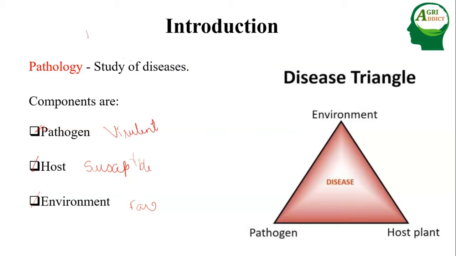And the third important parameter I said is the environment. There must be a favorable environment for the disease to occur in a plant. So what are those parameters? Yes, it may be temperature, moisture, or relative humidity, wind, rainfall, all these factors will favor the disease to occur. So when there is a virulent pathogen, a susceptible host, and a favorable environment, there comes the disease. And that's what we call the disease triangle.